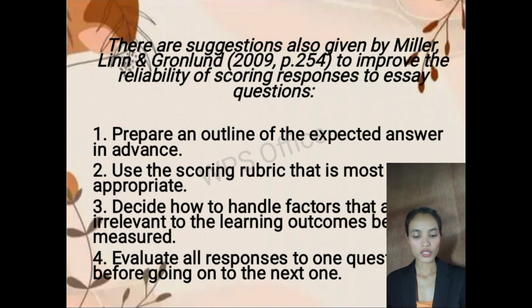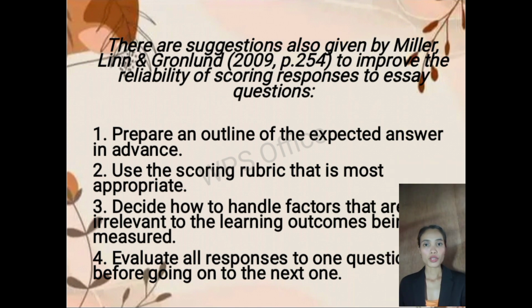To improve the reliability of scoring response essay questions: first, prepare the outline of the expected answer in advance, particularly for restricted response types, which define the task, having a list of expected responses and principles or theories that explain a phenomenon, which is very useful to the teacher. Second, use scoring rubrics that are most appropriate. Third, decide how to handle the factors that are relevant to the learning outcomes being measured.